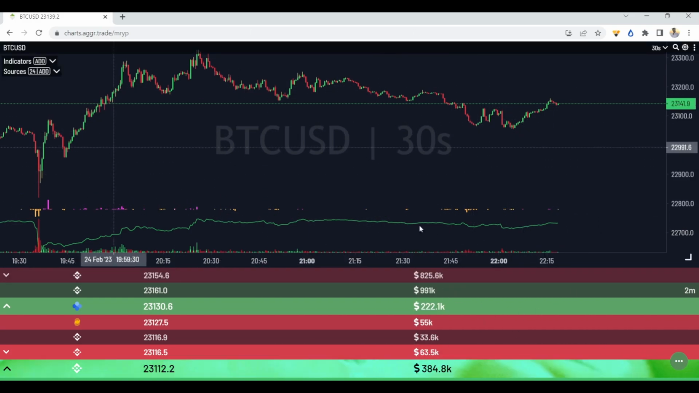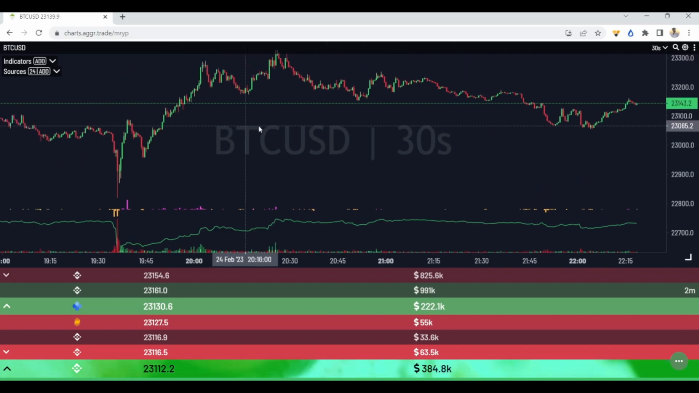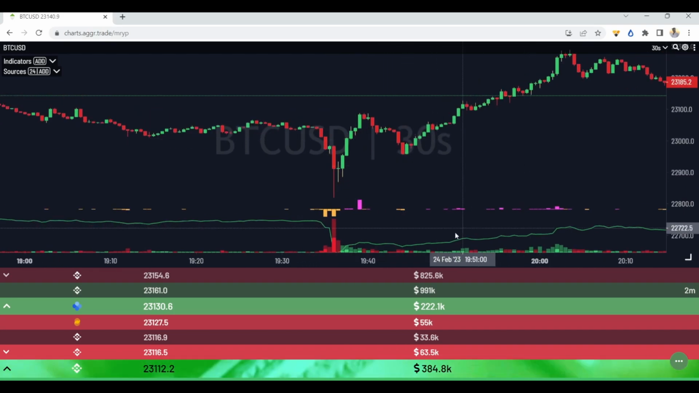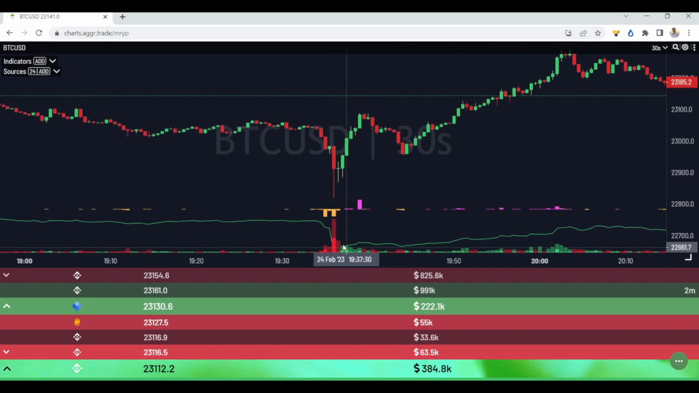With that, I'm really impressed with this tool. It's really been leading the market very, very well. Just looking at the buyers and the sellers and who's in control with CVD and the amount of filled candles with liquidations. So that's going to be it for this video.